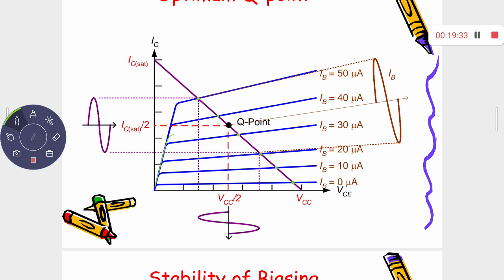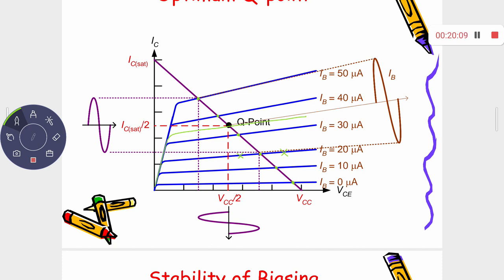This one is for 35 microampere. You have so many. But the point is that if IB is equal to 20 microampere, and RB is fixed, RC, everything is fixed, then this should be the corresponding Q point. It cannot be this point. It is the intersection between the load line and the characteristic curve.